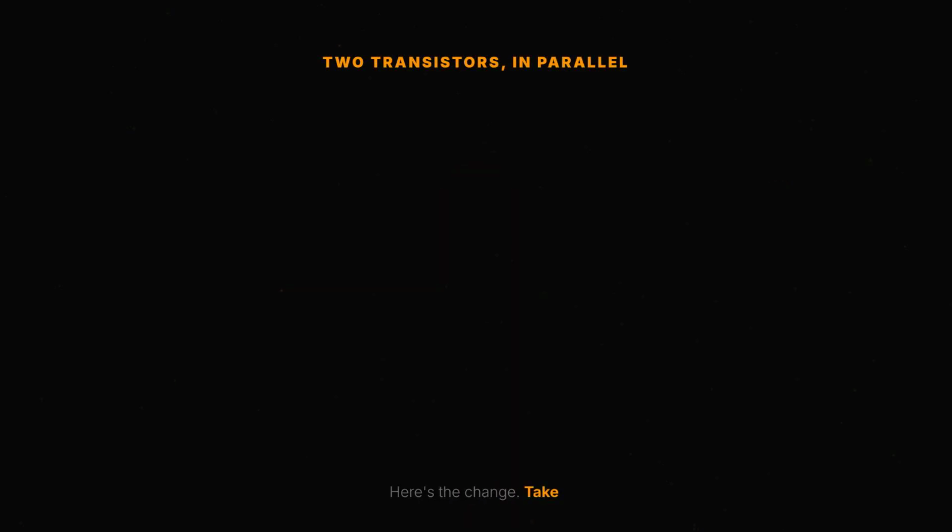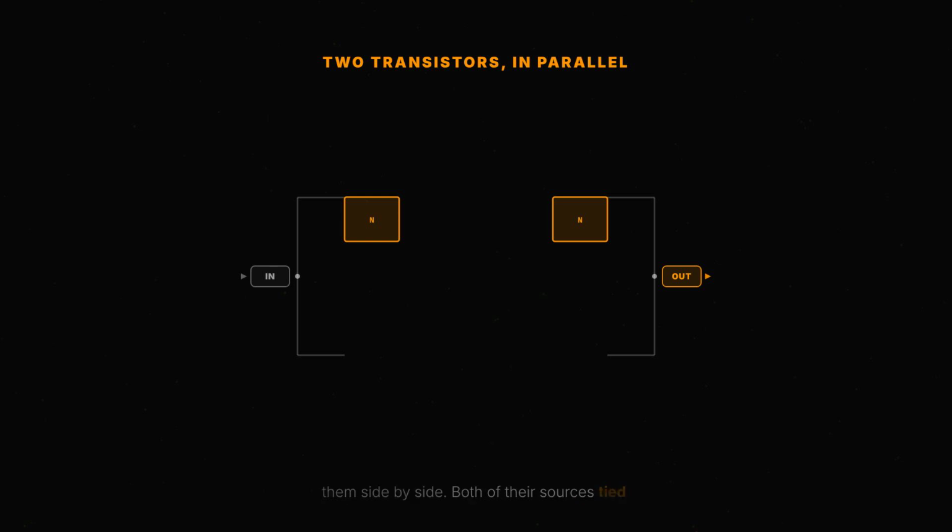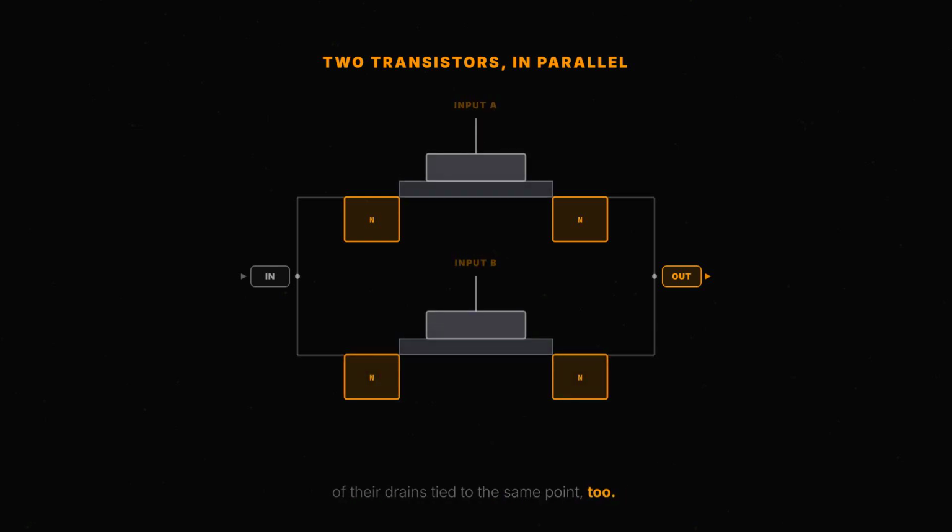Here's the change. Take the same two transistors, but instead of wiring them one after another, wire them side by side. Both of their sources tied to the same point, both of their drains tied to the same point too. Current now has two separate paths it could take to get where it's going, not one long hallway with every gate required. Think of it like two doors leading into the same room, right next to each other.